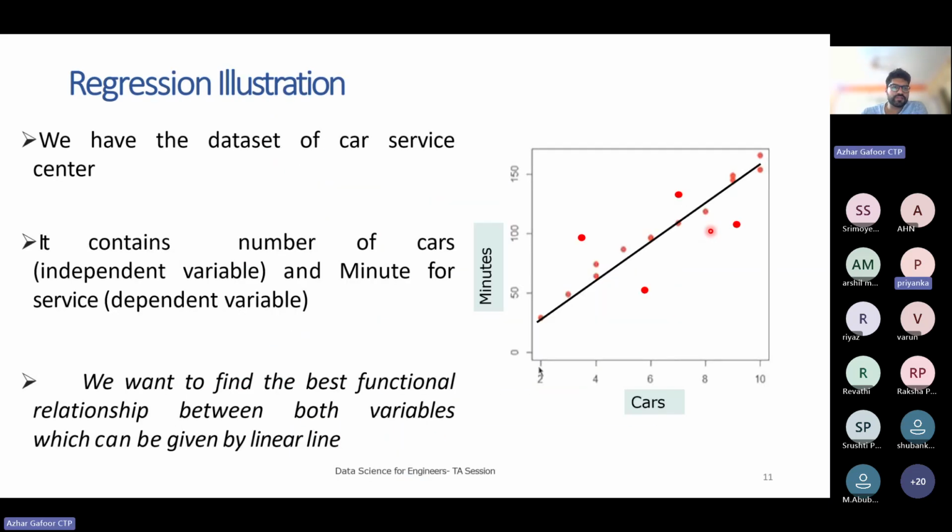So let's see the illustration for a regression. We have the data set of a car service center. These are the cars, and then we have the minutes on the y-axis. It contains the number of cars, which is the independent variable, and the minutes for service is the dependent variable.